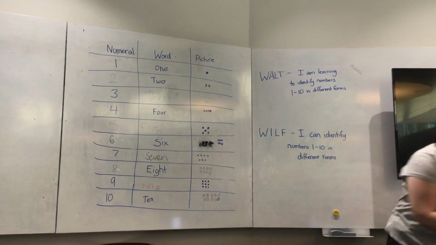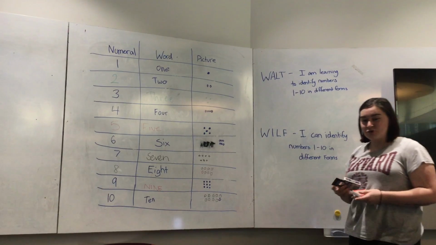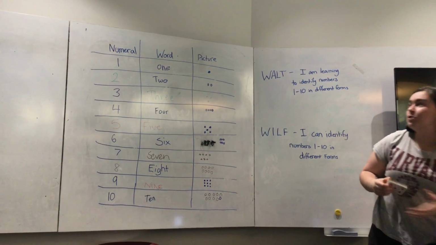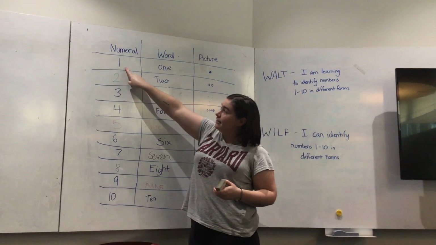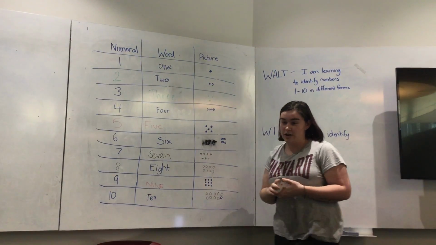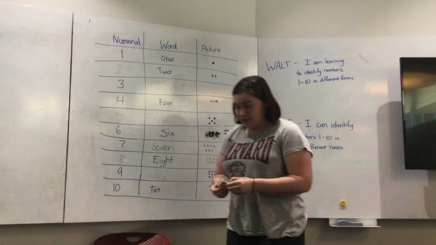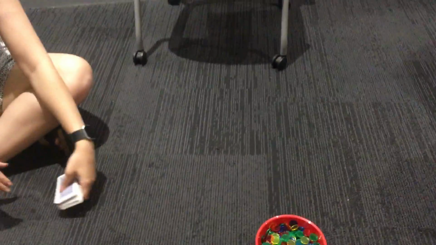No? So we're going to play a little game called Snap. So I've made the cards special. They all have either the number, the word, or the picture on them. Okay, so I want you to break into pairs of 2. I'll give you guys these cards.